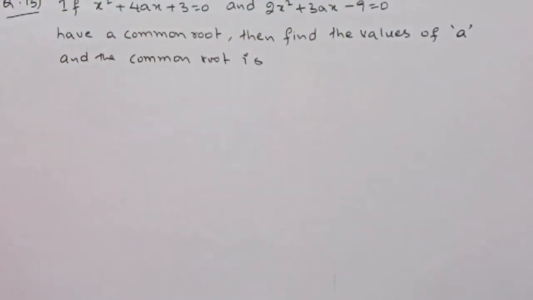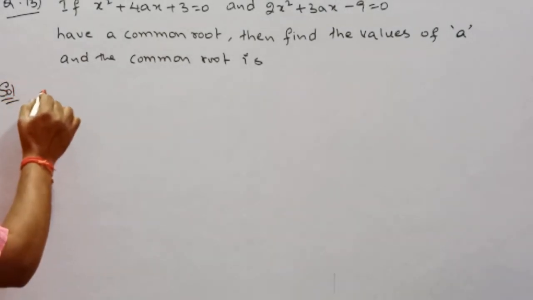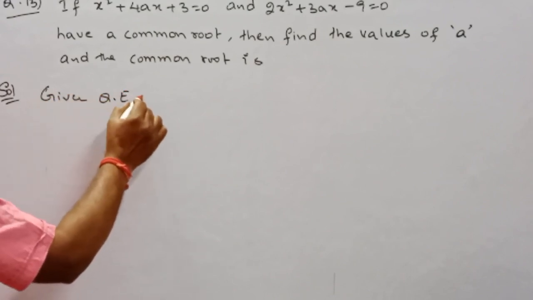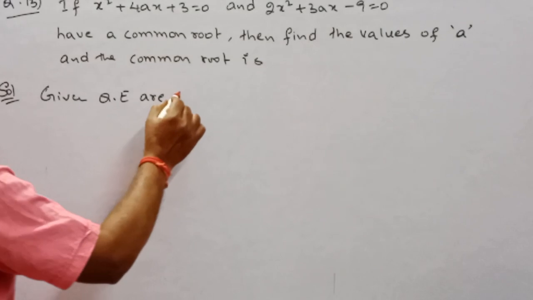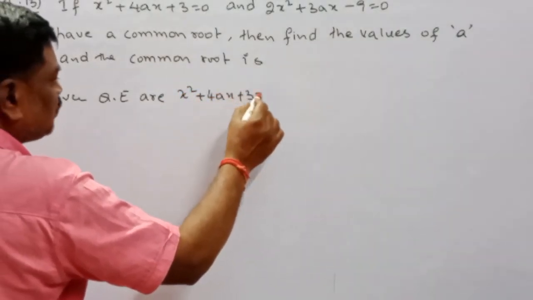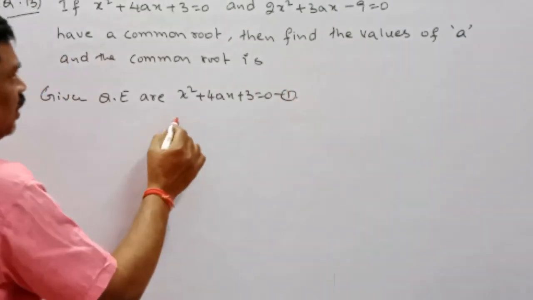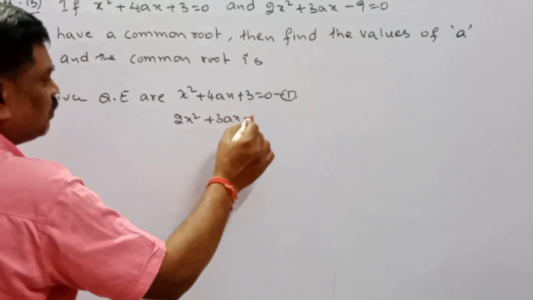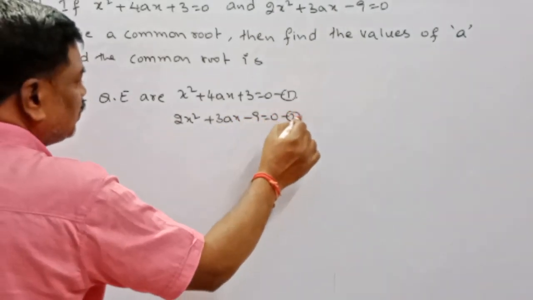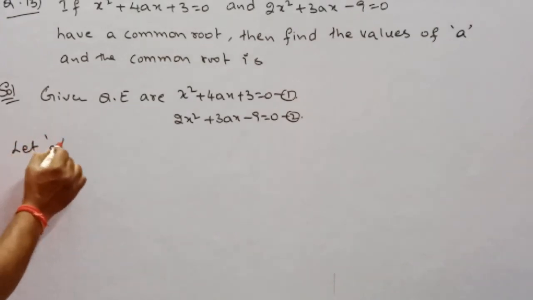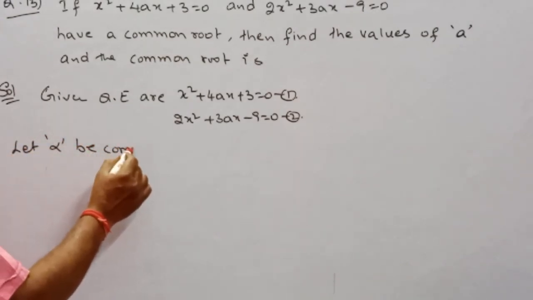Then you see here what equations are given. The given quadratic equations are x square plus 4x plus 3 equal to 0, equation 1, and 2x square plus 3ax minus 9 equal to 0, equation 2. Let alpha be the common root.